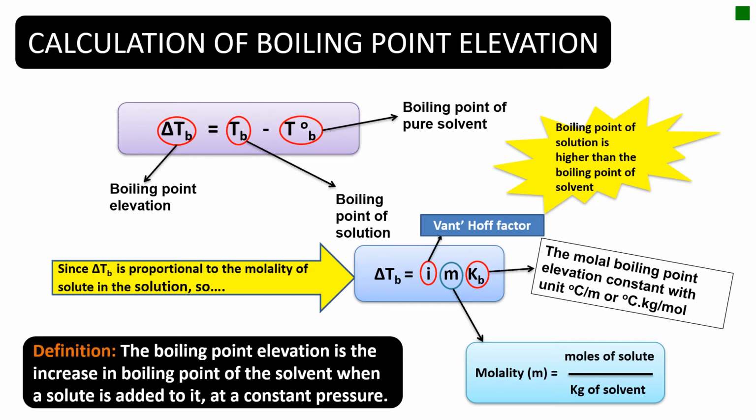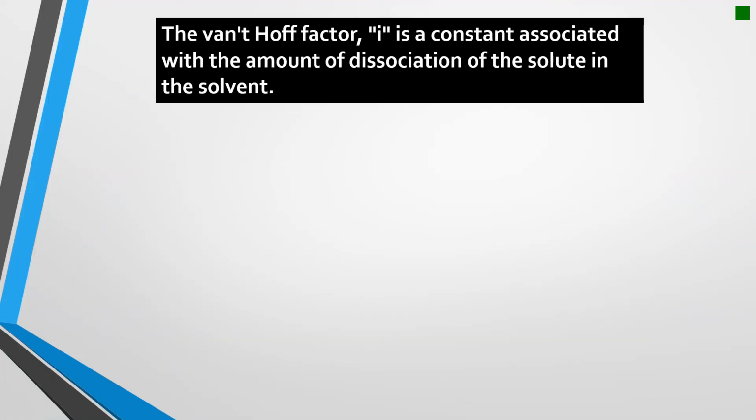So by definition, we have seen that the boiling point elevation is the increase in boiling point of the solvent when a solute is added to it at a given pressure. That's delta Tb. The Van 't Hoff factor i is a constant associated with the amount of dissociation of the solute in the solvent. How do you get to know the Van 't Hoff factor for a given solute?